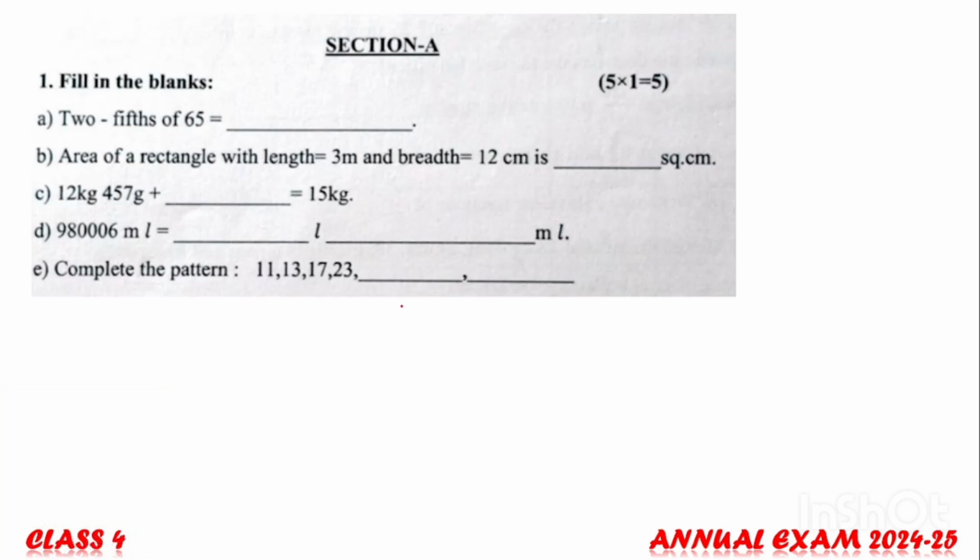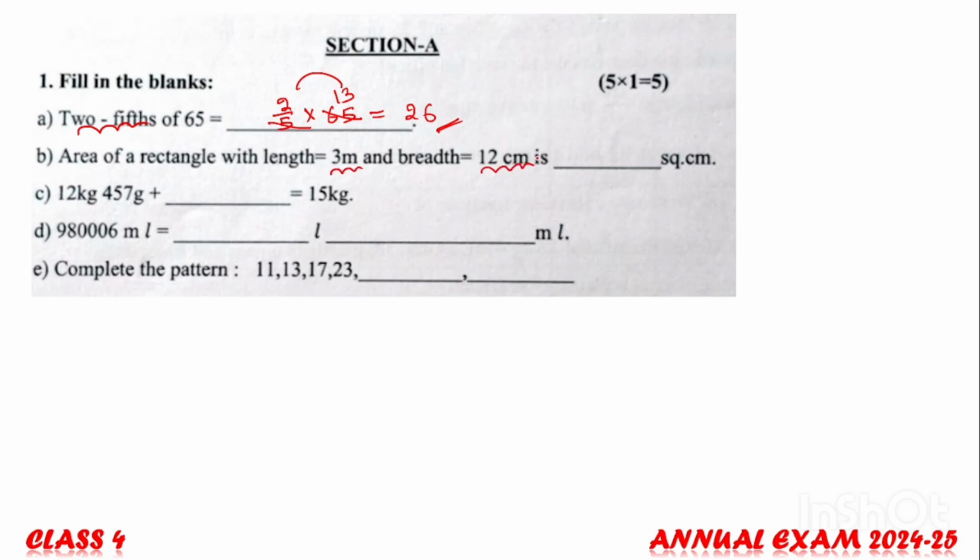First question number A. 2/5 of 65. So 2/5 we can write 2 by 5. Of means into 65. Now we can write 5 13s are 65. So cancel. Now 13 into 2, that is 26. So the answer is 26.